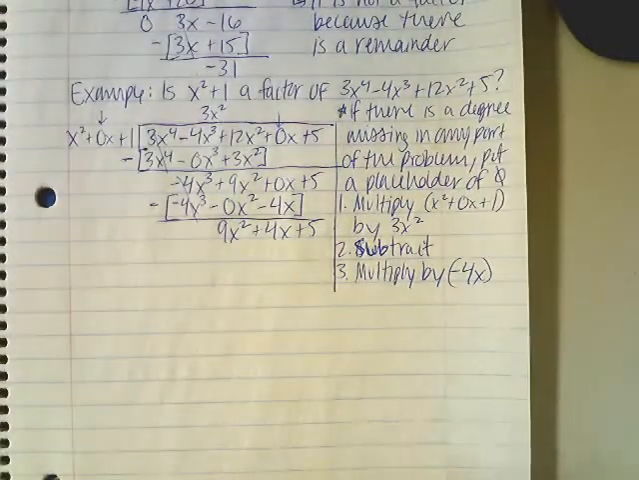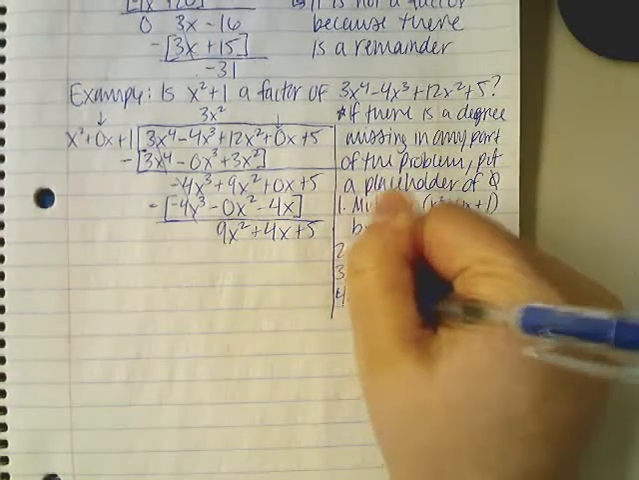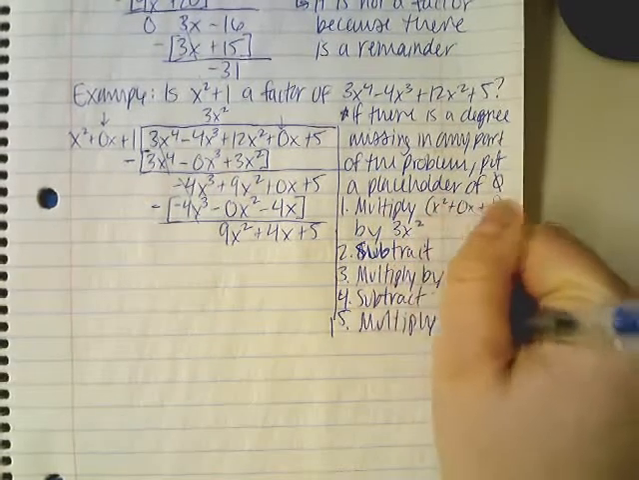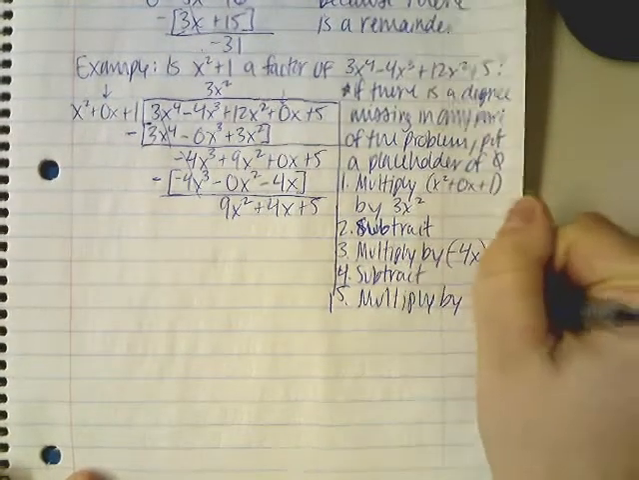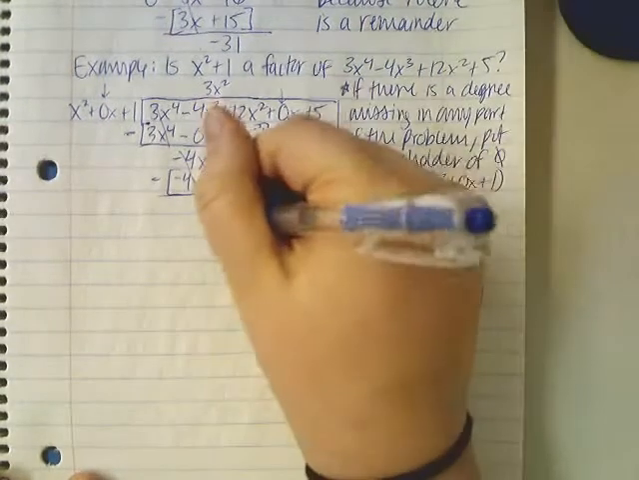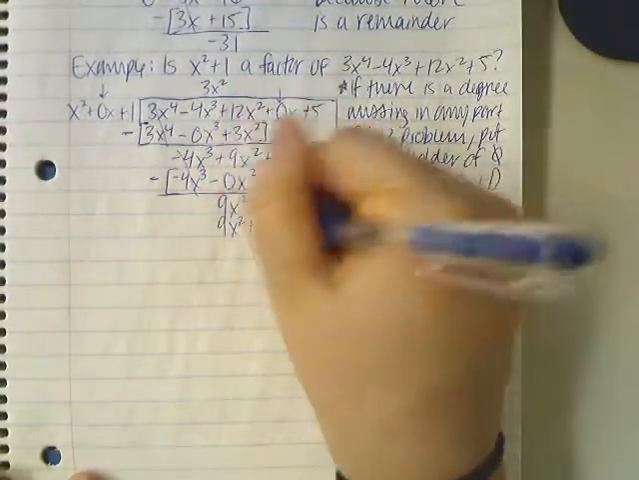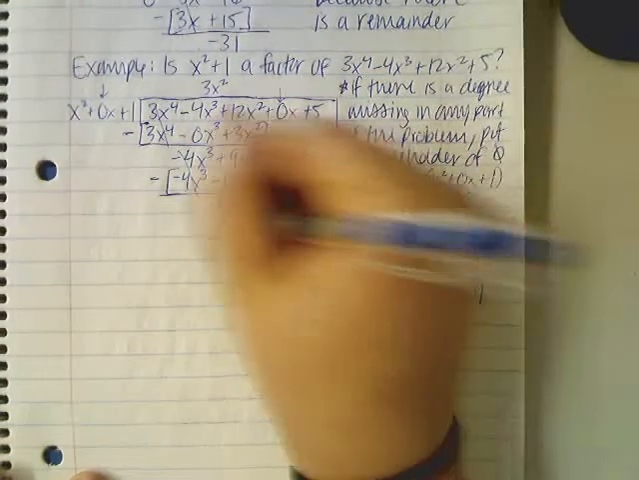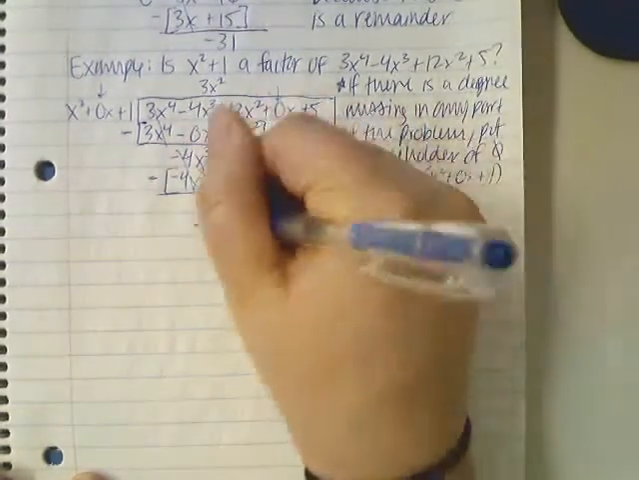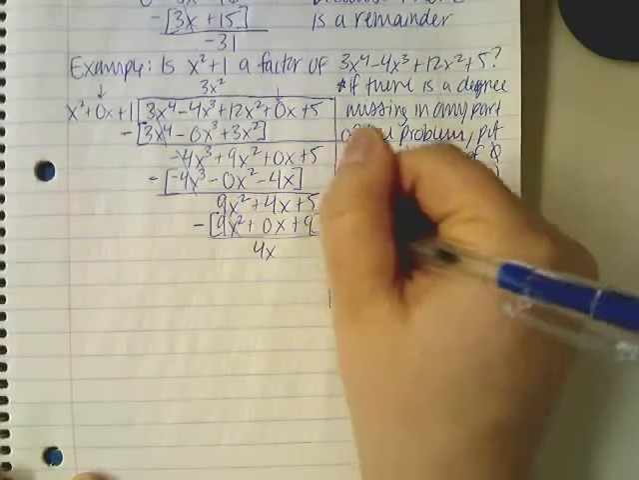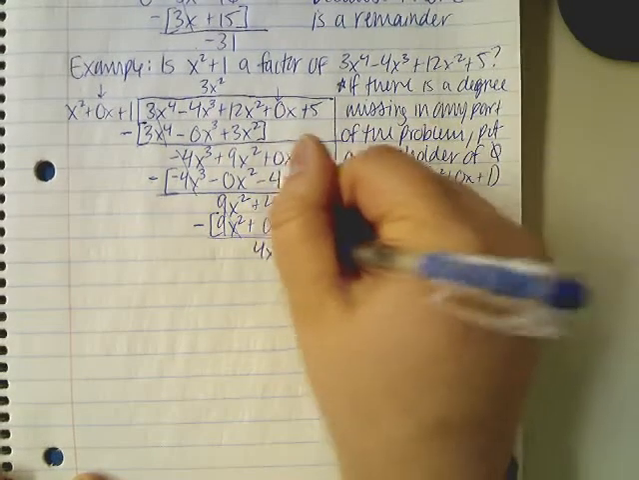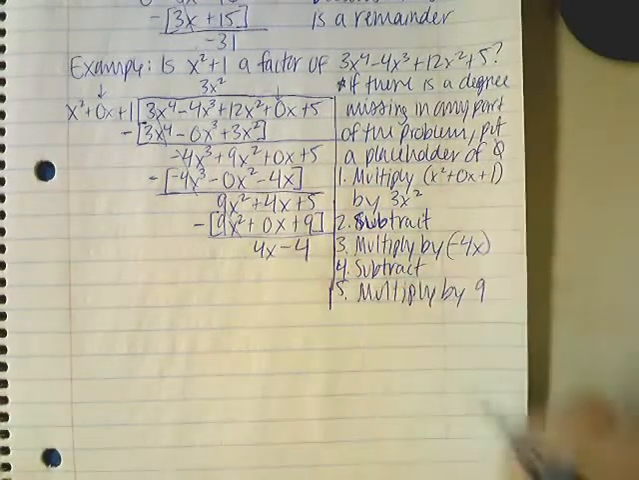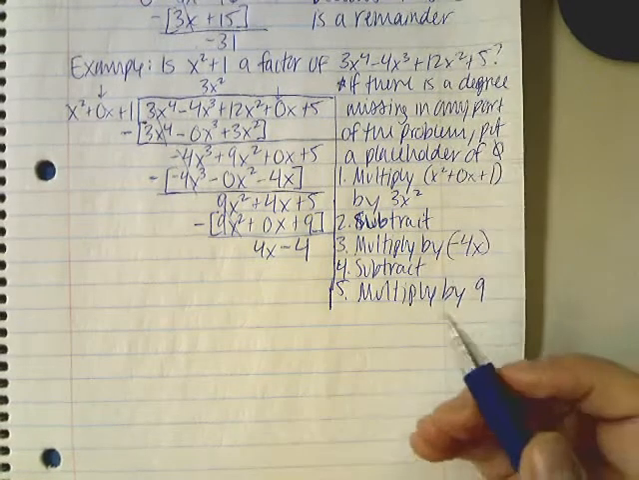All right, we have to keep going. So the next step, or step 4, I subtracted. Step 5, I'm going to multiply by 9. So I'm going to multiply 9x squared plus 0x and then plus 9. I'm going to subtract that whole quantity, so those cancel. 4x carries down, and 5 minus 9 is going to be negative 4. At this point, I can't divide any further because I can't divide an x squared into an x. So I'm done at this point.